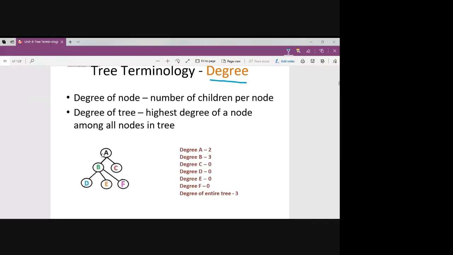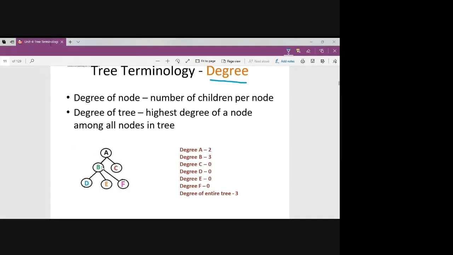But when I ask you about the degree of the tree, what is the degree of this particular tree? In general, I'm asking, what is the degree of this particular tree? What should the answer be? The node having the highest degree, or the largest number of children, that is the degree of the tree.